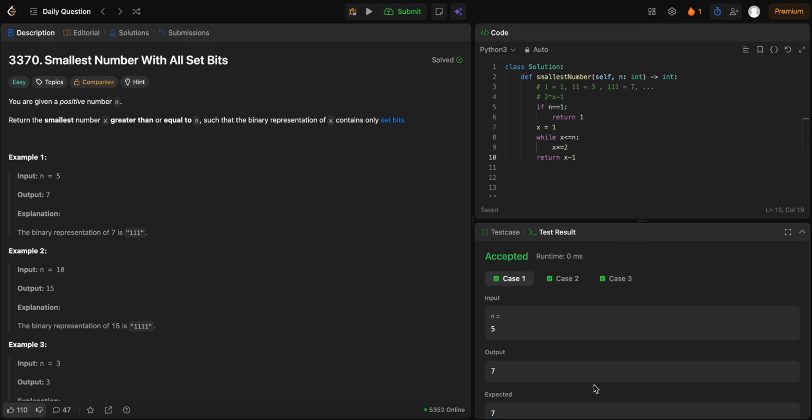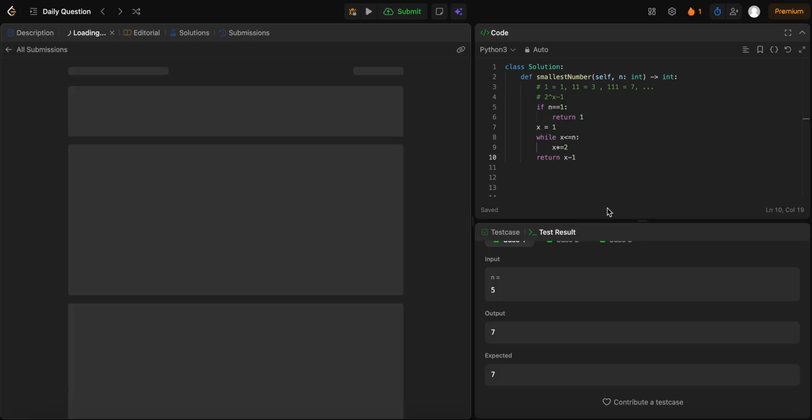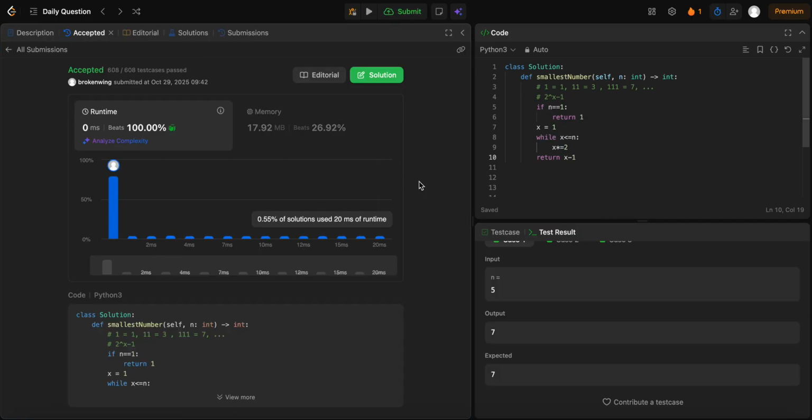As you can see, we are passing the sample test cases, right? So let's try to submit. As you can see, we have passed all the test cases.